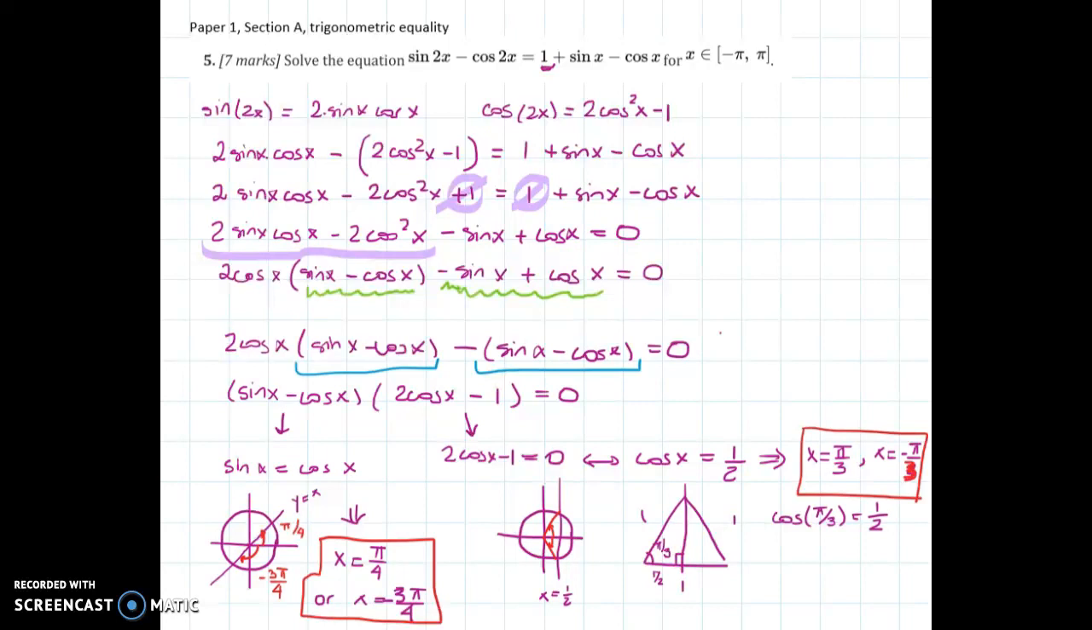We don't have a calculator for this paper, so we cannot take a graphical approach, but we solve it anyways.